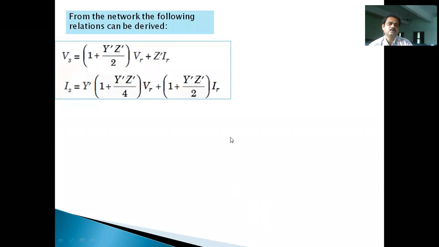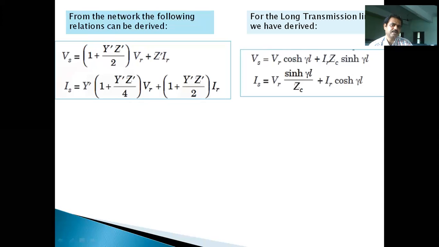Now again, for a long transmission line, we have derived these equations using the rigorous method. This is using Kirchhoff's voltage law and current law for the equivalent pi. If we observe both the equations, this is the sending end voltage, and here it is also the sending end voltage. If I want to derive an equivalent pi model, we have to find Y dash and Z dash in terms of cosh gamma L and ZC sinh gamma L.